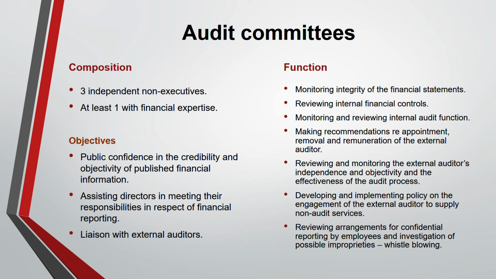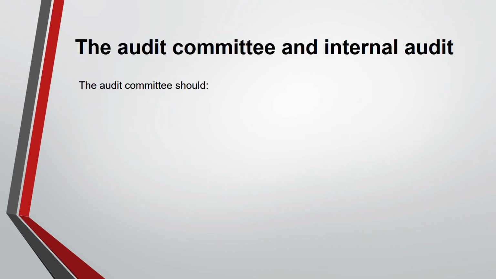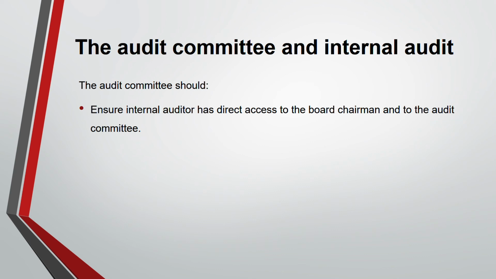Now we are moving towards the audit committee and the internal audit. So the audit committee should, number one, ensure that the internal auditor has direct access to the board chairman and to the audit committee. If the internal auditor has any issue, they should be able to communicate directly with the audit committee or the board chairman, because he's an employee. Don't forget that the internal auditor is also an employee of the company. That's why he has to have direct access to the board chairman. Number two, review and assess the internal audit work plan.